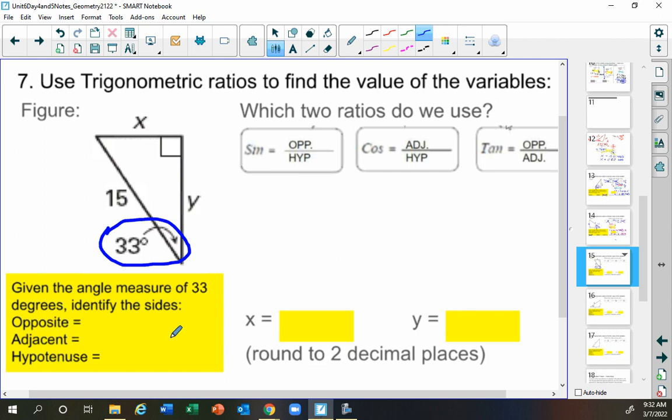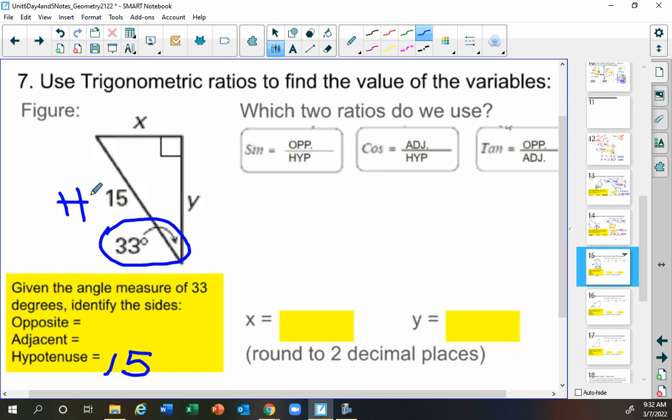So for this type of problem, there's our angle. Now, I want to identify my three sides. So this is my 33-degree angle. To determine what goes where depends on this 33-degree angle. Now, obviously, what are we always going to identify first? Hypotenuse, which is, that's half of it right there. You got to get the hypotenuse first.